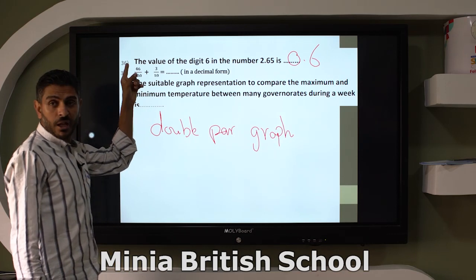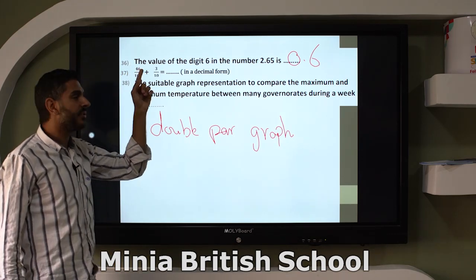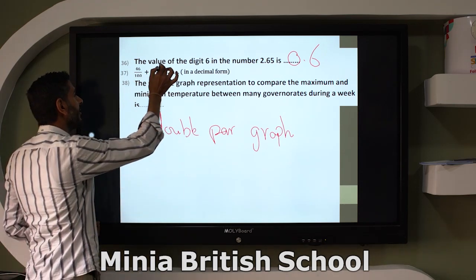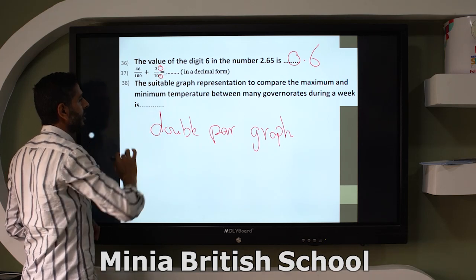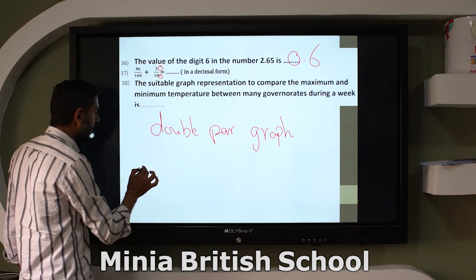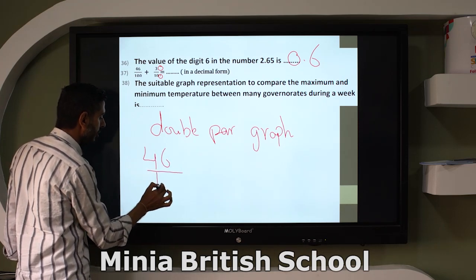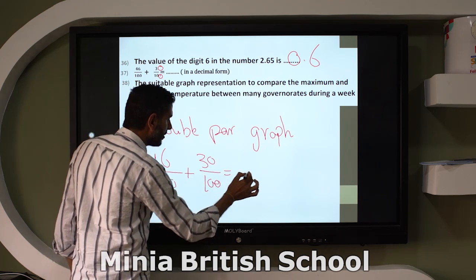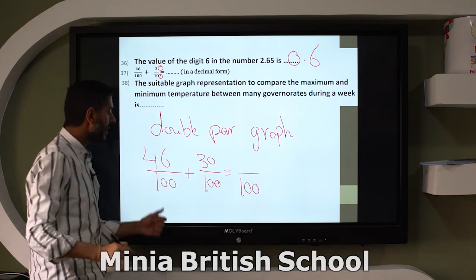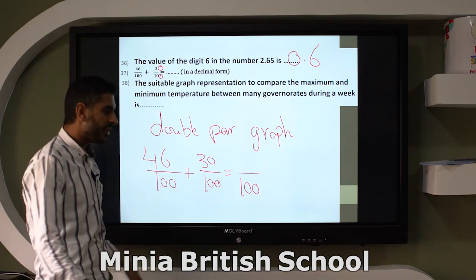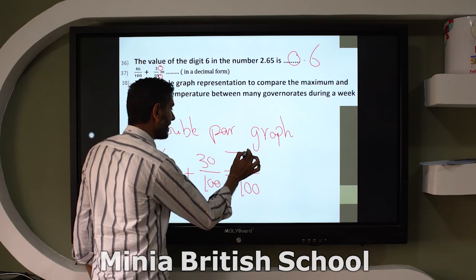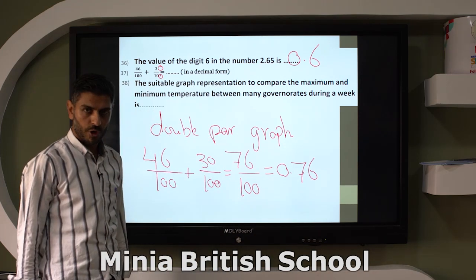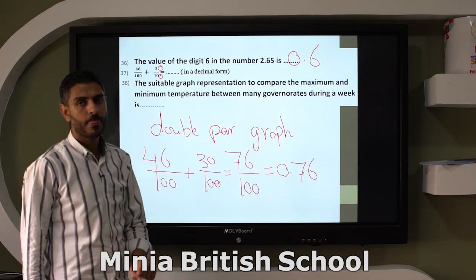Here, 46 over 100 plus 3 over 10 in decimal form. 3 over 10 will be 30 over 100. So 46 over 100 plus 30 over 100 equals, the denominator here is 100, and 46 plus 30 equals 76. In decimal form, 0.76. In decimal form. Attention.